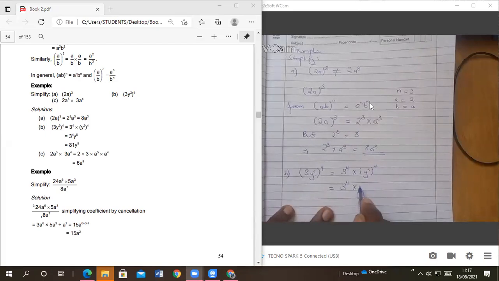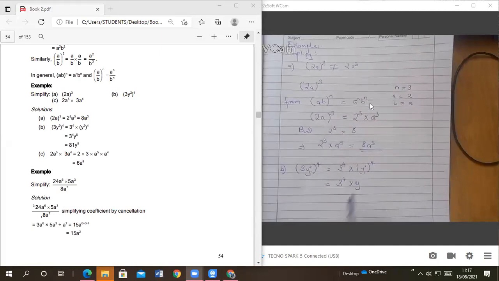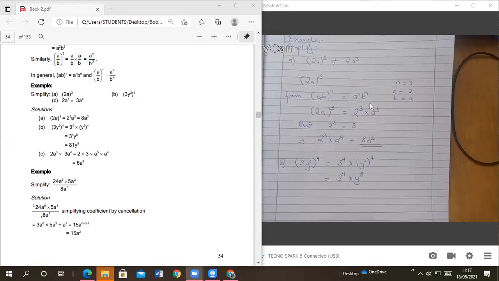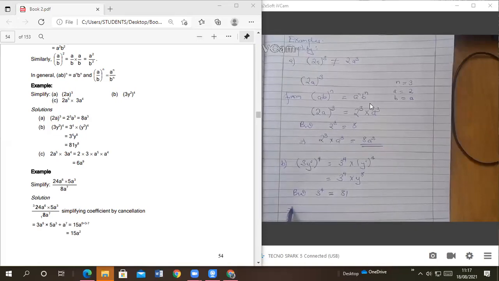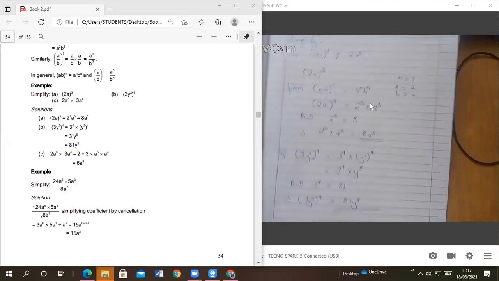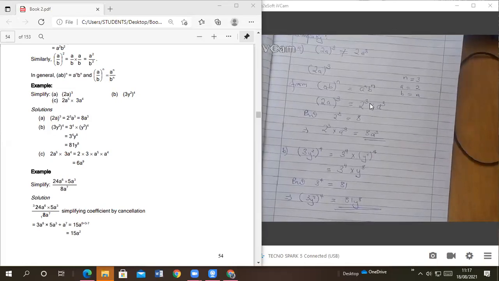So y to the power 2 times 4 becomes y to the power 8. But then 3 to the power 4 is 81, right? So 3y squared to the power 4 becomes 81y to the power 8. As simple as that.